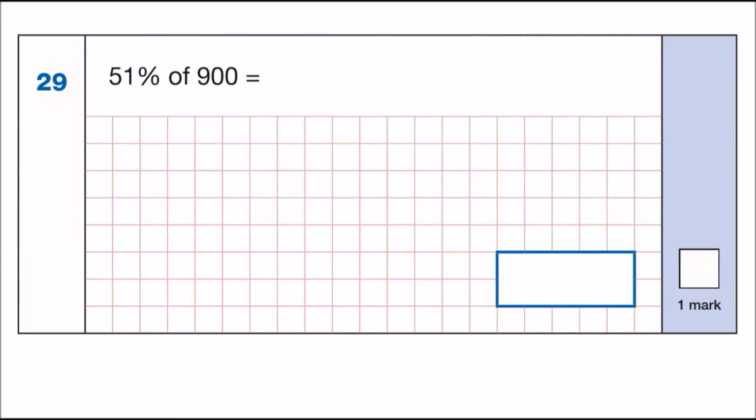Okay, 29. So here they want us to find 51% of 900. Just like the other percentage question, we could either find 10%, but in this case we can do it faster. We could find 50%, because we should know what 50% means. This means half. So we're finding half of 900. Now to find half of 900, the answer should be 450.